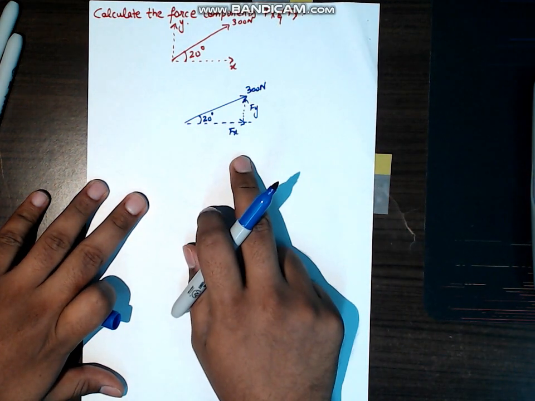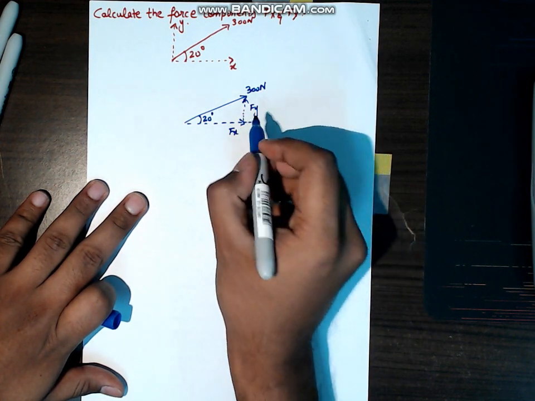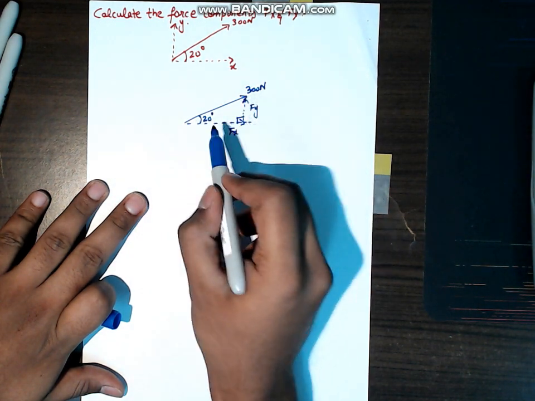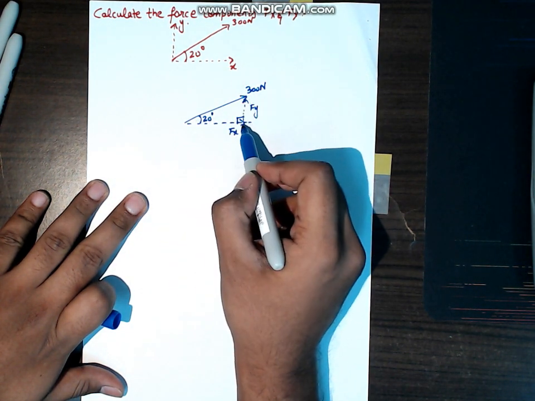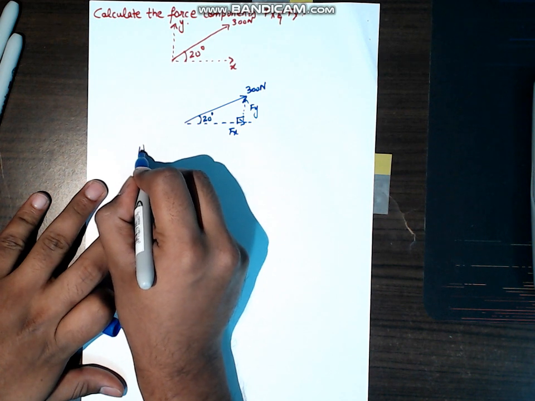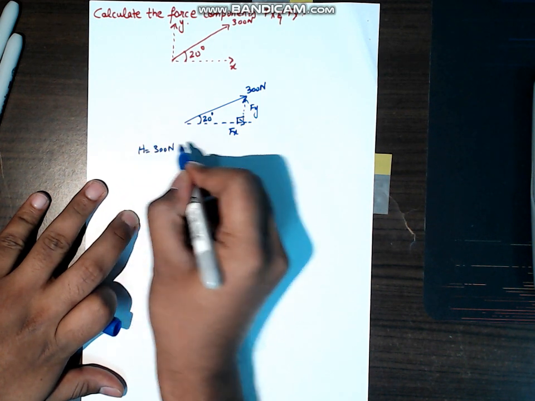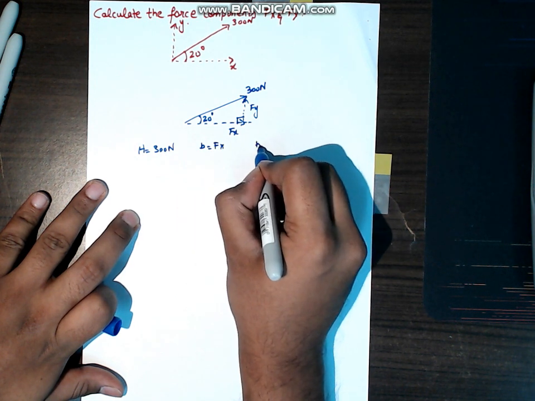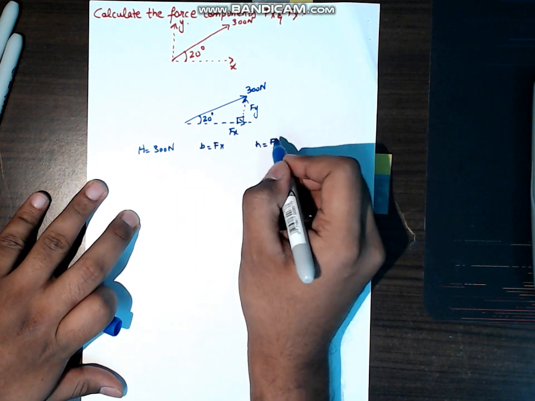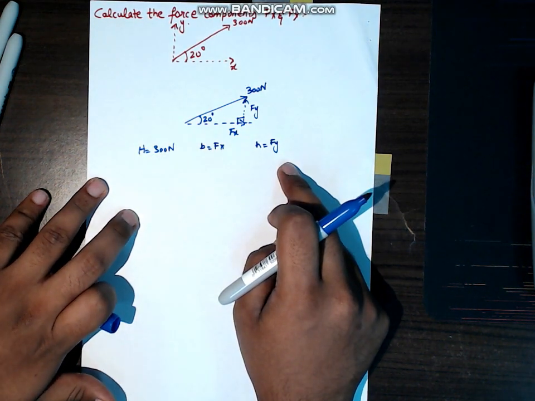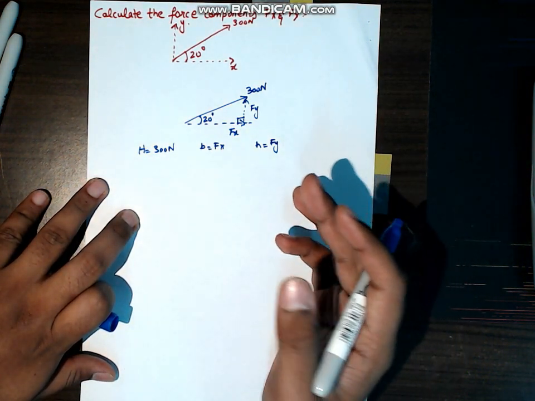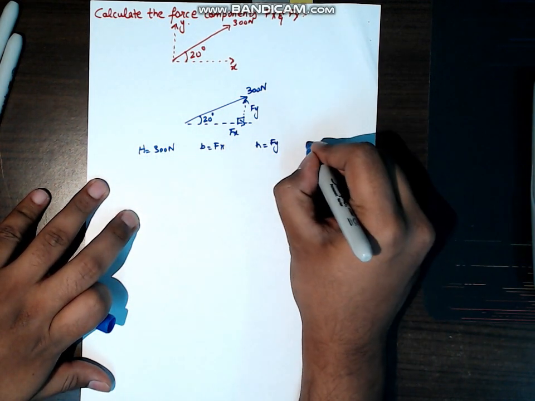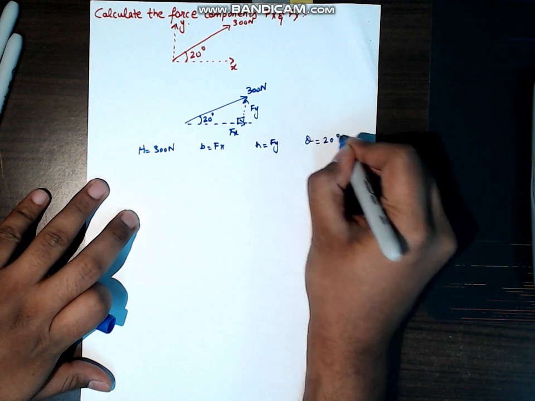So from the figure you can see that over here it's a right angle triangle. So we have a hypotenuse, we have the base, and we have the height. So our hypotenuse is 300 Newton, our base is Fx, and our height is Fy. And again, all these I'm writing for you to understand better. Once you really get the hang of it, there's no need to separately write it out. And we also have a theta, which is 20 degrees.